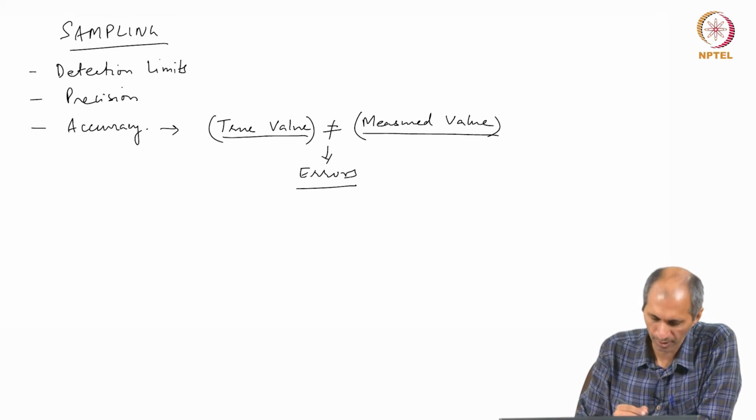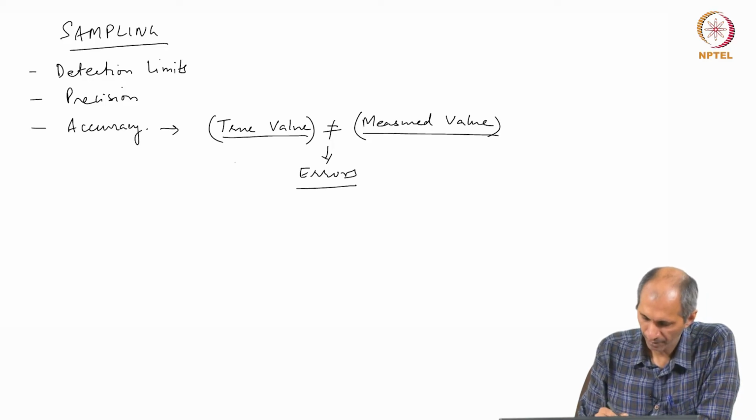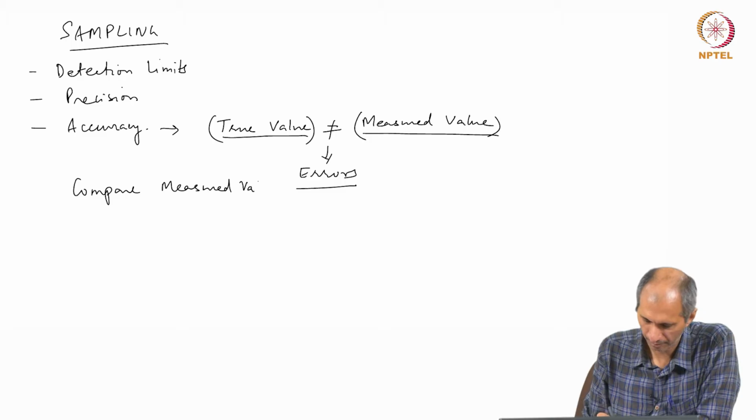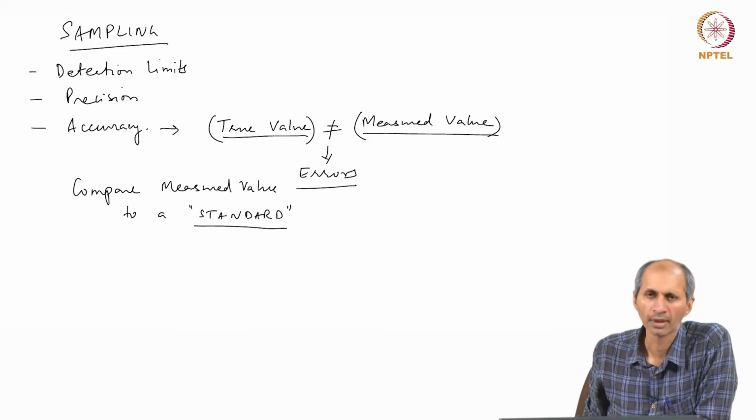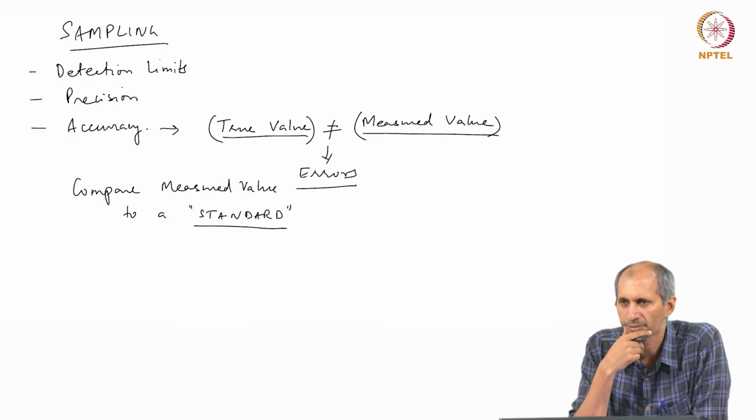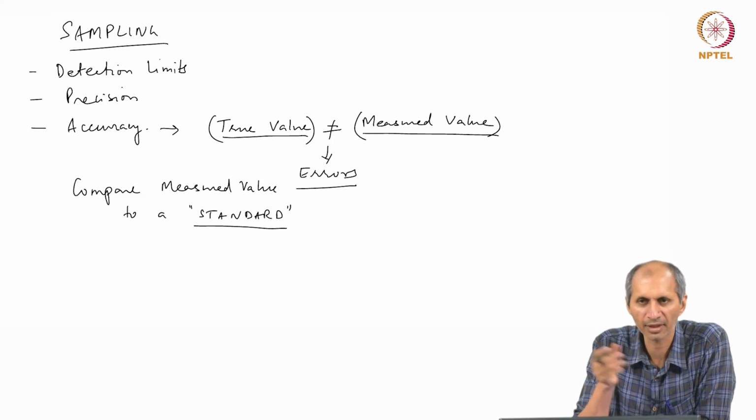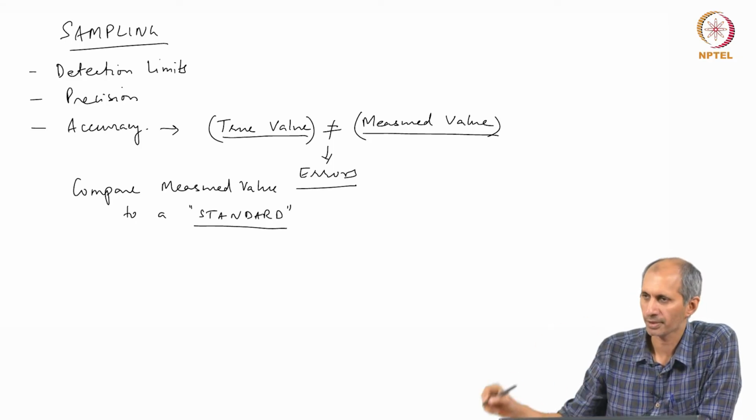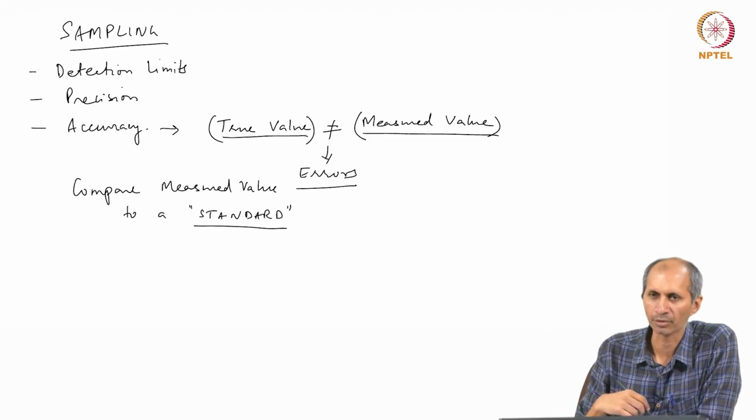So, in order to do this, we compare the measured value to what is called a standard. Standard by definition, the definition is a very strict thing, it's used fairly loosely, but what we mean by standard is something that is known to be of a certain value. What do you mean by it is known to be of a certain value?